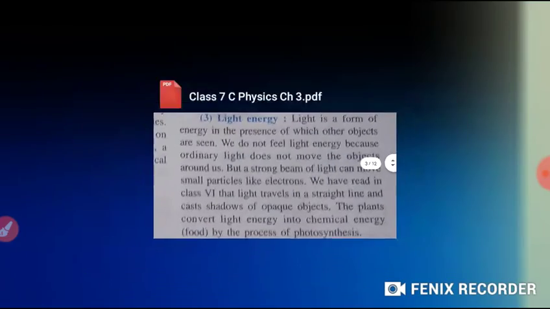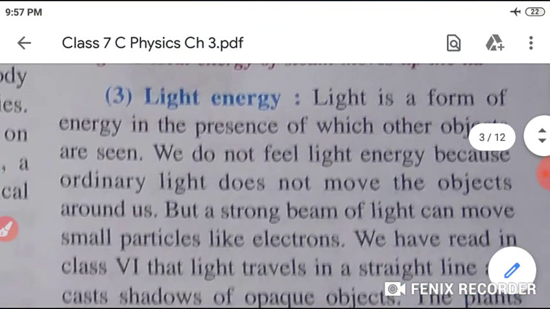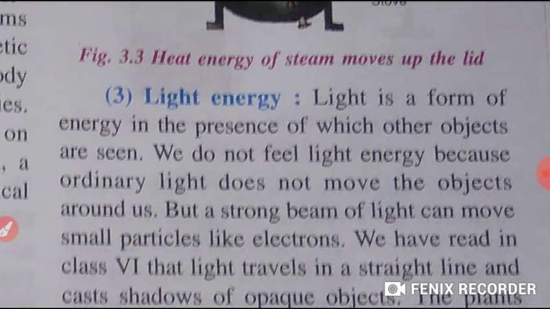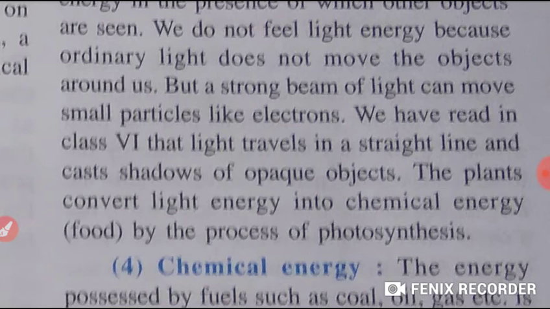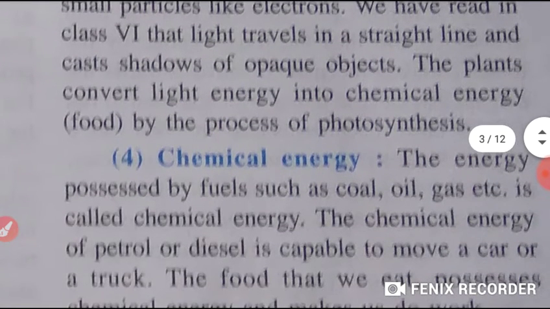Students, light is a form of energy in the presence of which other objects are seen. We do not feel this light energy. Why? Because ordinary light does not move the objects around us, but a strong beam of light can move small particles like electrons. We have read this in 6th class, that light travels in a straight path and casts shadows of opaque objects. We have read, no?